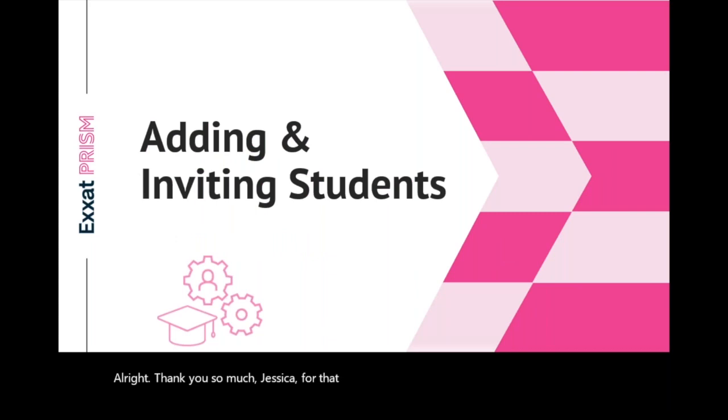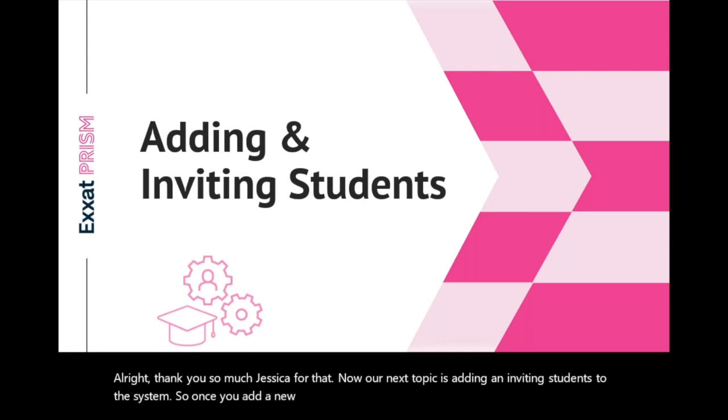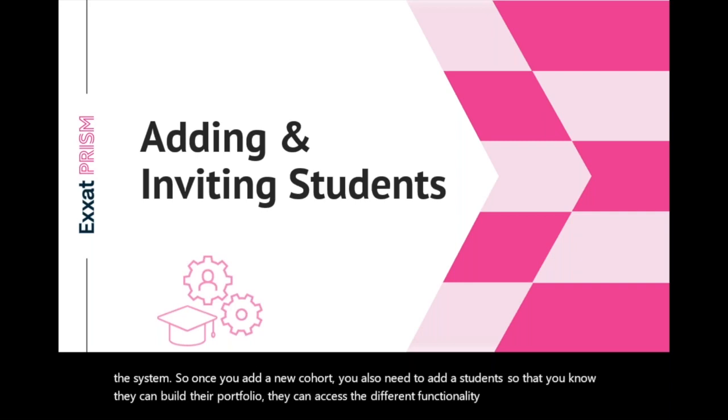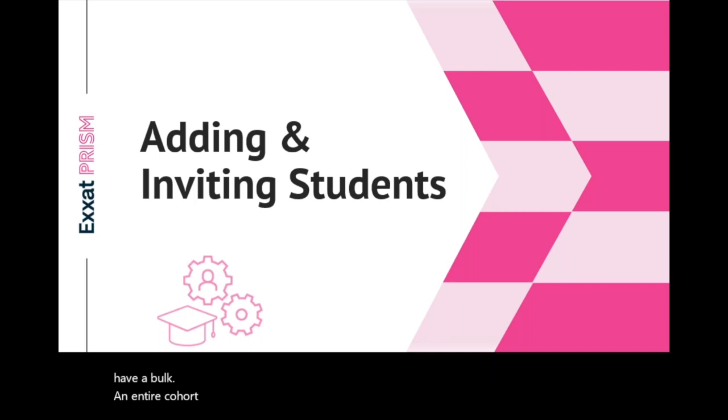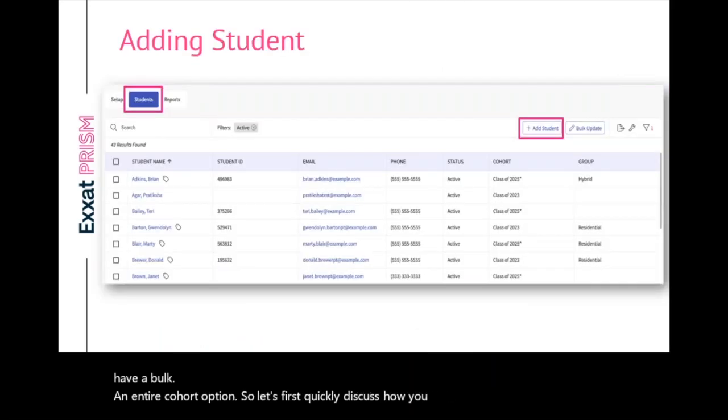Now, our next topic is adding and inviting students to the system. So once you add a new cohort, you also need to add students so that they can build their portfolio, they can access the different functionality of the system. And there are 2 different ways to add a student. First is you can add 1 student at a time, and then we do have a bulk import and entire cohort option. So let's first quickly discuss how you can add 1 student at a time.